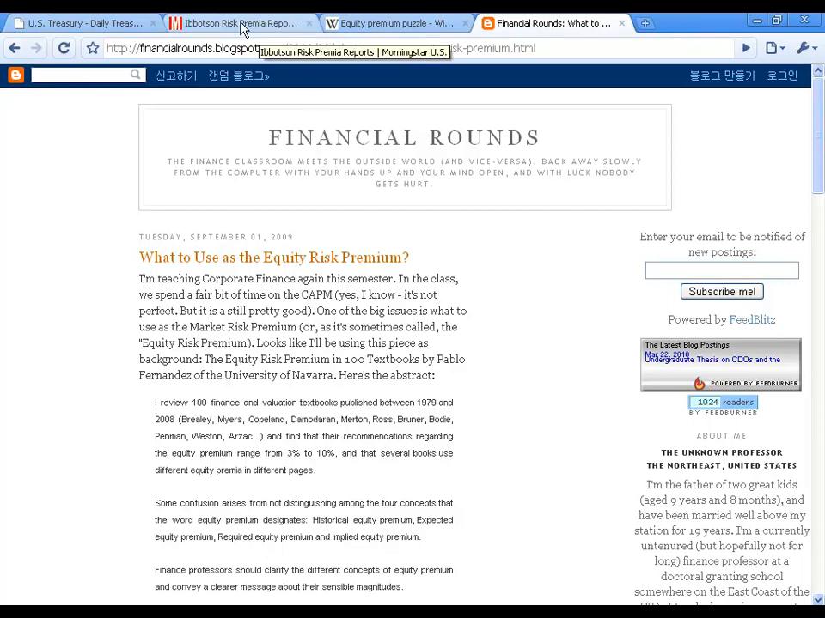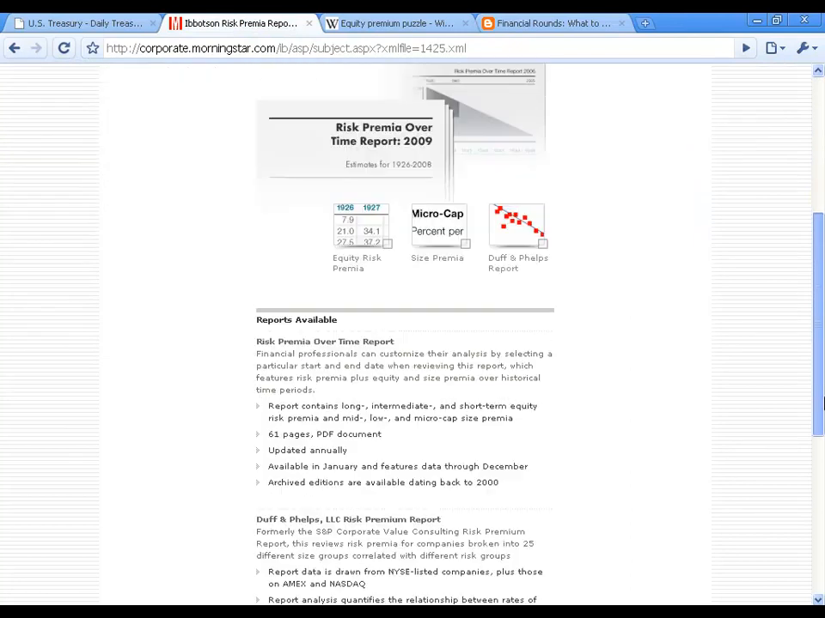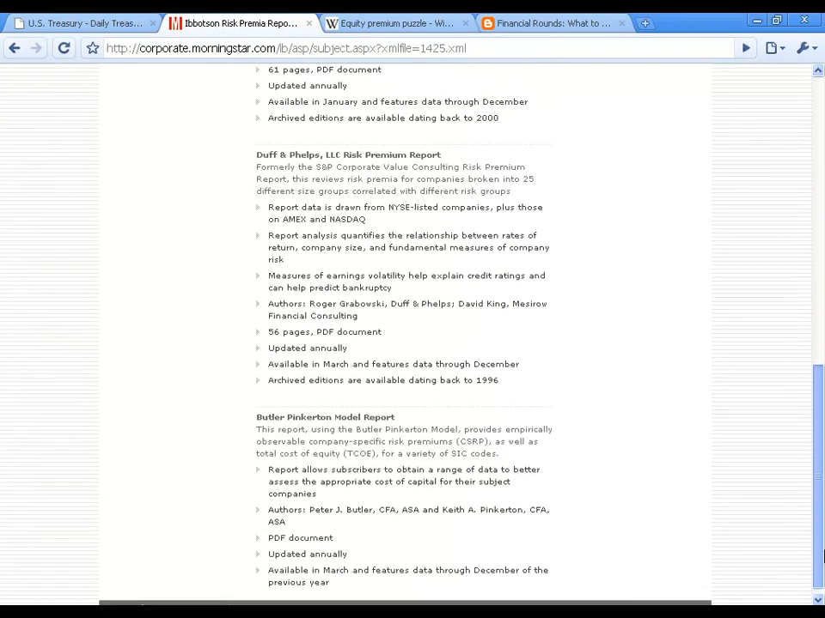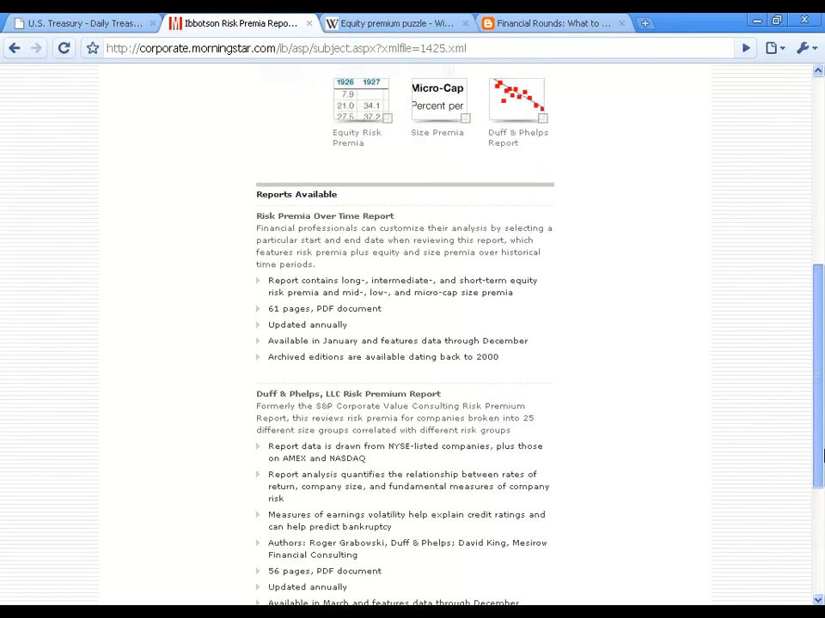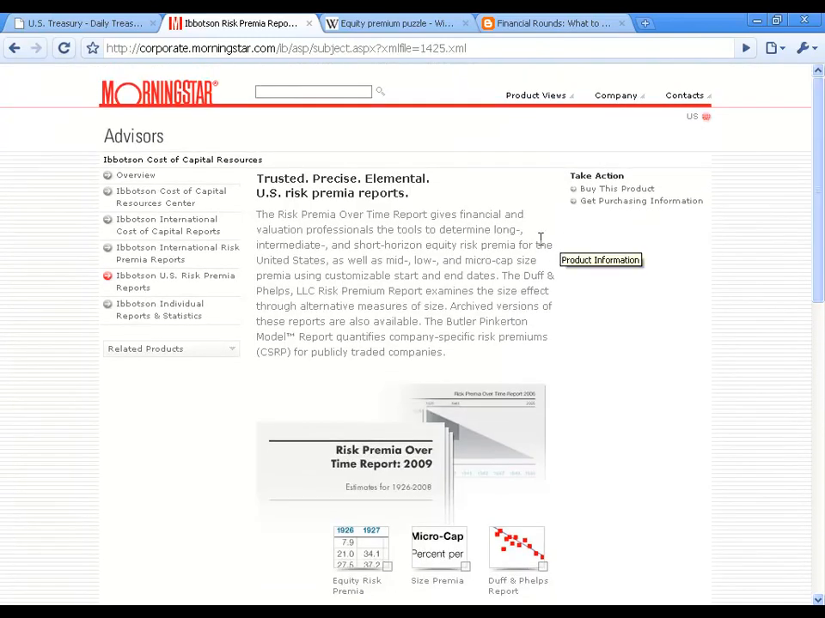In investment banking, what you typically do is go to a publication called Ibbotson's, and I've linked to the website up here. It's a fairly expensive report, but if you go in here, they actually break it out for each year and do some analysis on what to use for the equity risk premium. Again, there's still controversy about this, and there's no clear-cut answer on what to use for the equity risk premium in any type of WACC or DCF analysis.